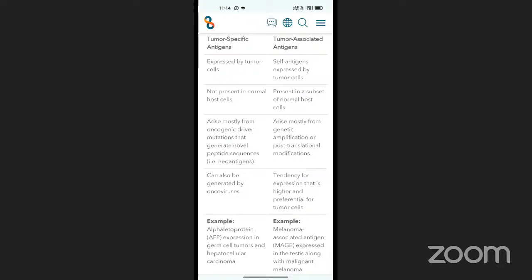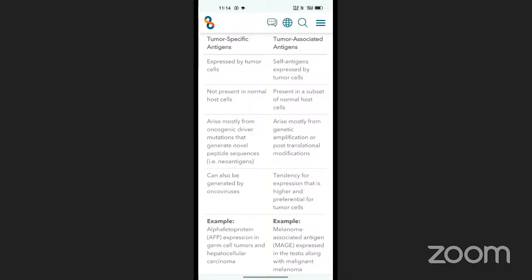In this amplification, genetic amplification and post translational modifications, some errors may occur and those antigens are converted into tumor associated antigens. They have a tendency for expression that is higher and preferential for tumor cells.